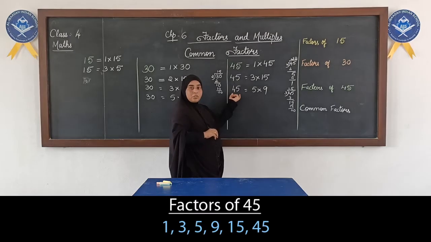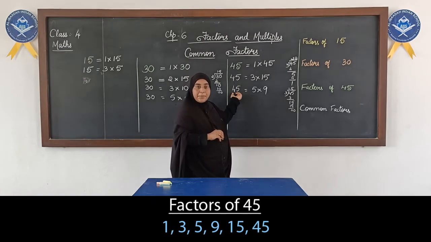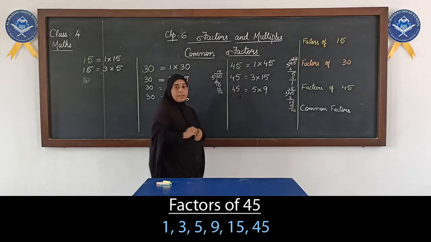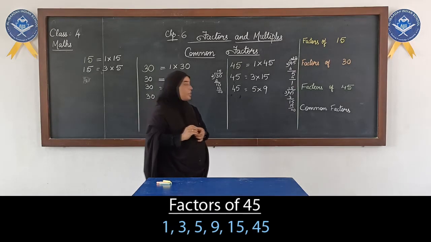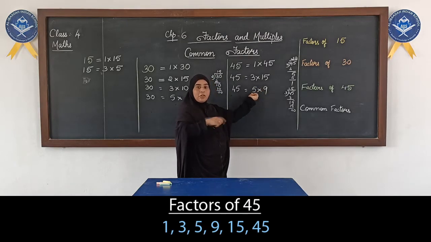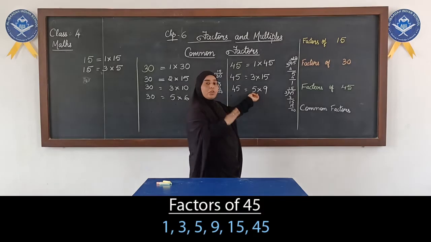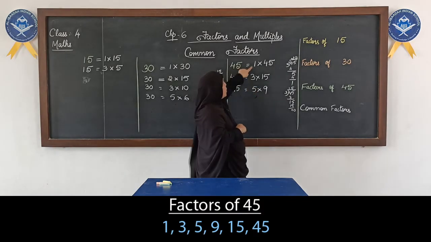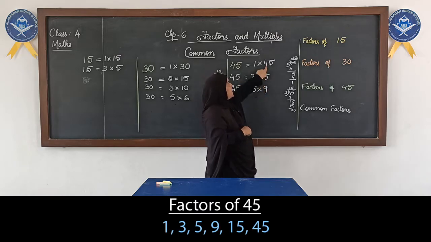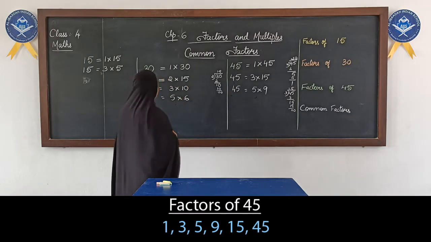7 also, it is not a factor of 45. We don't find 45 in the table of 7. 8, it is not a factor of 45. We don't find 45 in the table of 8. 9, yes, 9 5s are 45, but we already have it over here, right. We have 9 and 5. So, now the factors have started repeating. So, we will stop over there. That means we have found all the factors that we need for 45. 1, 3, 5, 9, 15 and 45 are the factors of 45. We will list them over there.